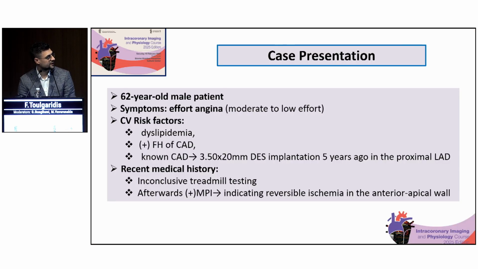Hereby we present the case of a 62-year-old male gentleman with low effort angina. Regarding cardiovascular risk factors, he had been suffering from dyslipidemia with a positive familial history of coronary artery disease and a known prior coronary artery disease with a stent implanted in proximal LAD 5 years ago. He had inconclusive treadmill testing and was further referred for myocardial perfusion imaging, which was positive, indicating reversible ischemia in the anterior apical wall.